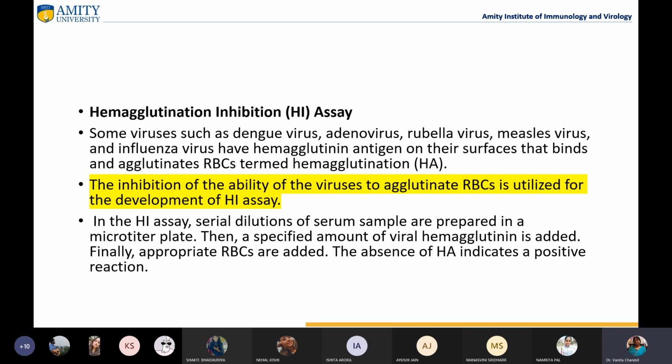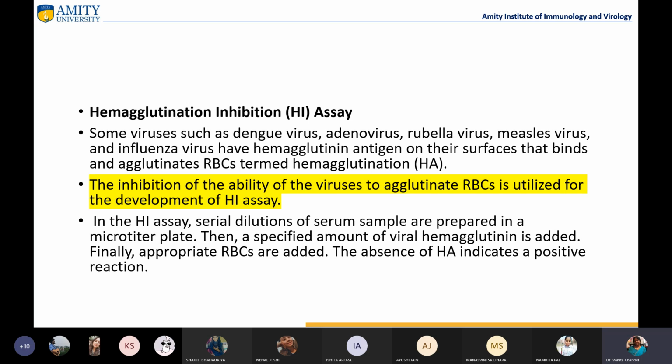So in immunology, I'm sure you're studying the basic immunology course, there you're going to study these kinds of viruses, right? Some viruses such as dengue virus, measles virus or influenza virus have a hemagglutination antigen on their surfaces. So it binds and agglutinates RBCs. Thus it is termed hemagglutination, right? So what happens? The inhibition of the ability of the virus to agglutinate RBCs is utilized for the development of this kind of assay or test.